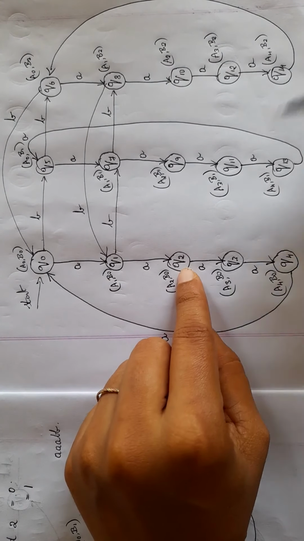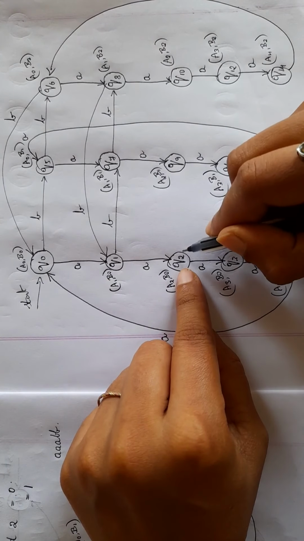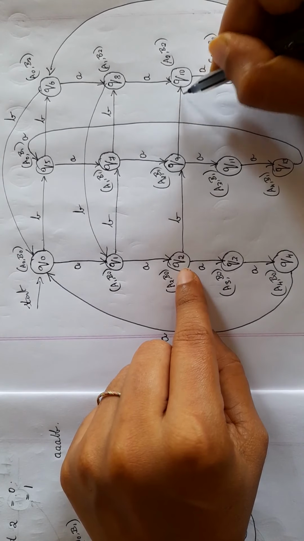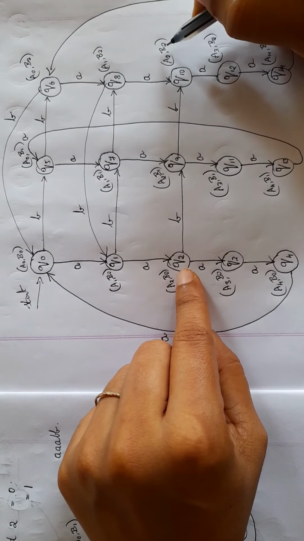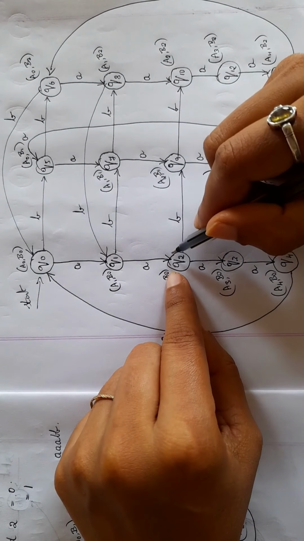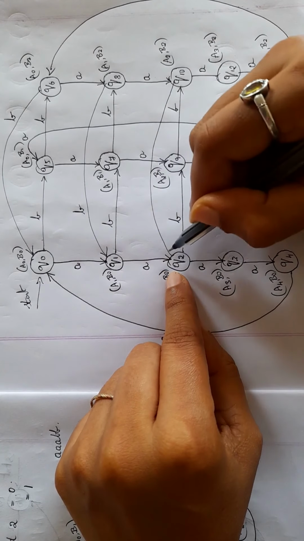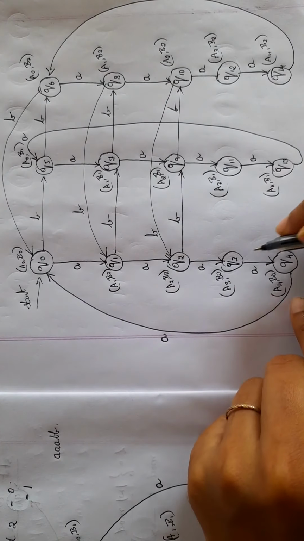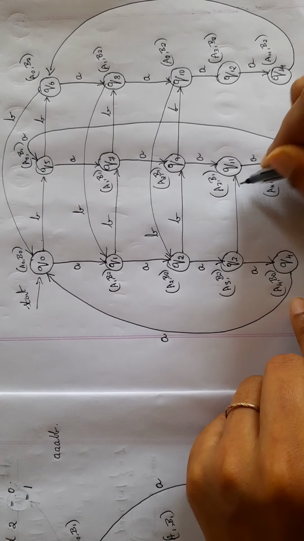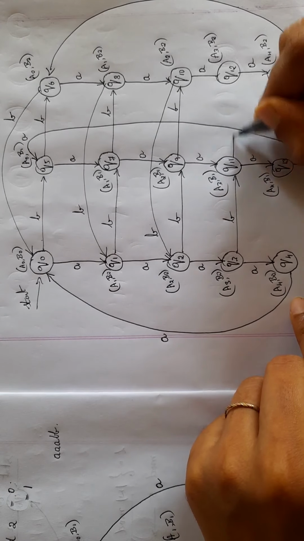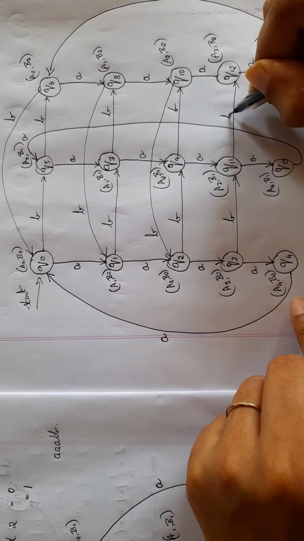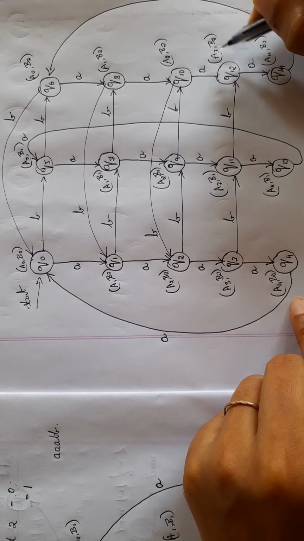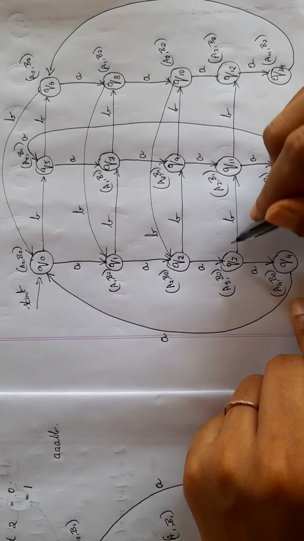Similarly here, from Q2, if I read a B, it will go to Q9, then it will go to Q10. B2 is done, it will come back to B0. Similarly here, from Q3, B. From Q11, if I read a B, from Q12, if I read one more B, from B2 it will go back to B0.